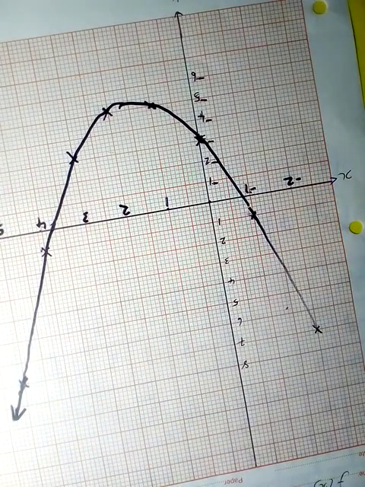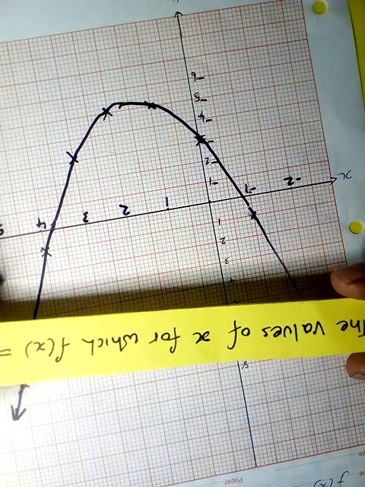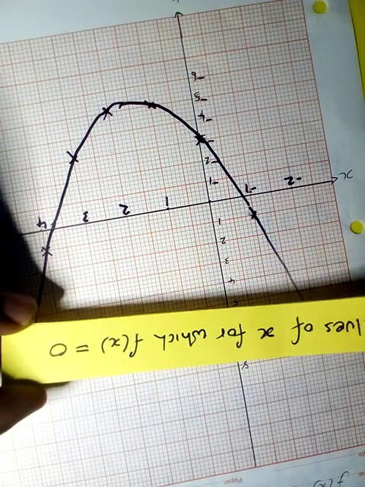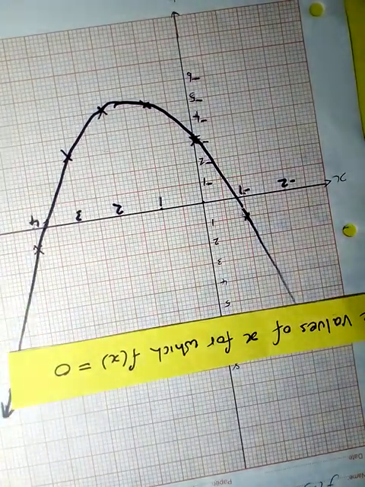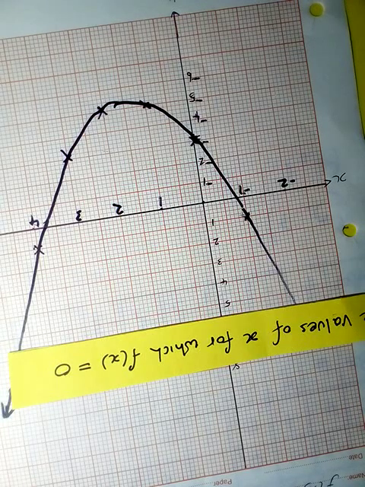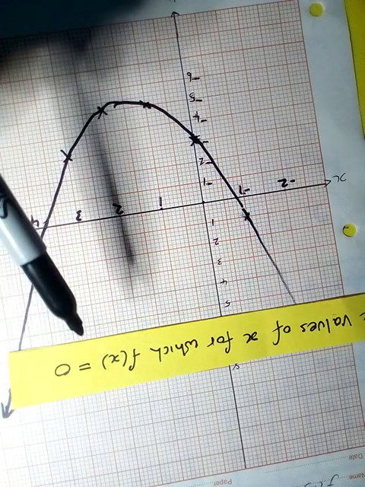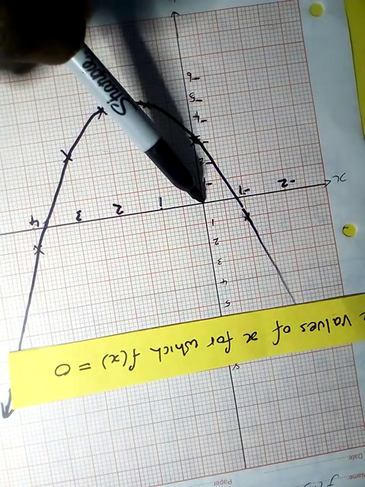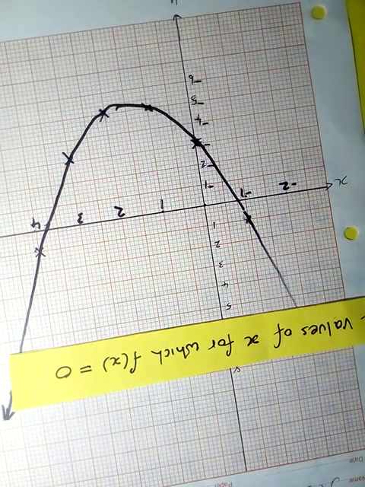Another question could be, determine the values of x for which f of x equals 0. Remember, f of x is the same as y. So they are saying that when y is 0, 0 is right here on the y-axis. What are the values for x?